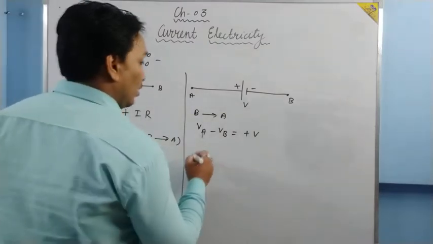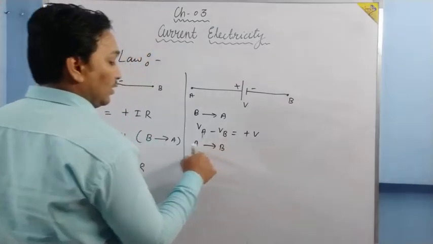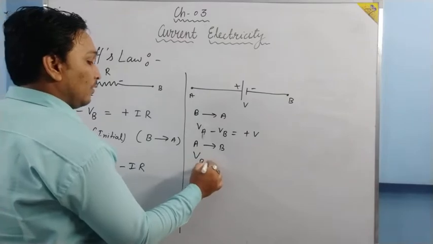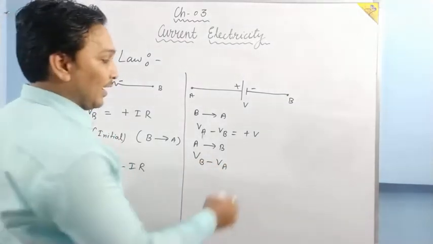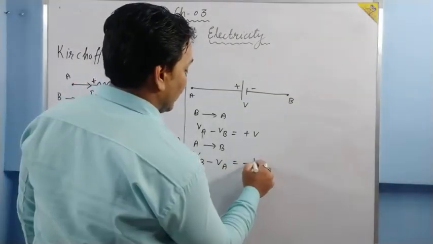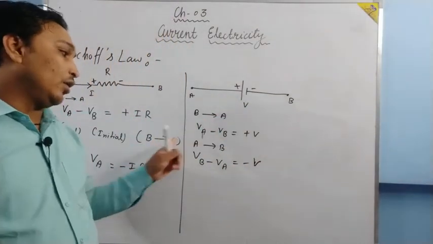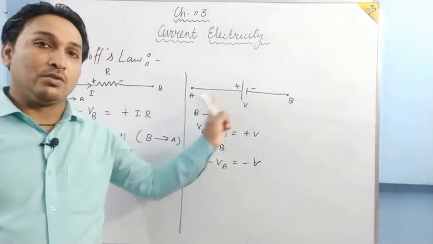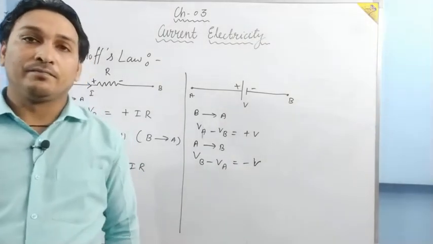But if you go from A to B, A is your initial, B is your final, then you have to write VB minus VA. And it will be equal to what? Minus V. Why is it so? Because when you go from A to B, from plus you are going negative, and that is why it is negative.